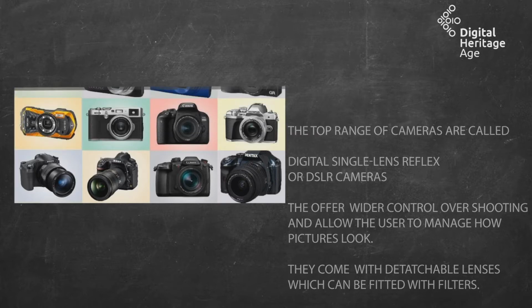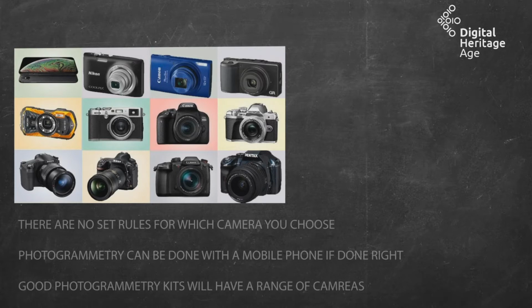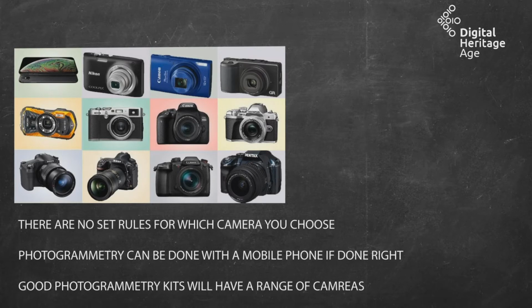There's no general rule as to what camera is best for photogrammetry. Many people who practice photogrammetry will use everything from their mobile phone right up to a digital SLR, but good photogrammetry kits will have a range of different types of cameras. So being able to use your camera and knowing the functions of your camera is probably the most important step.